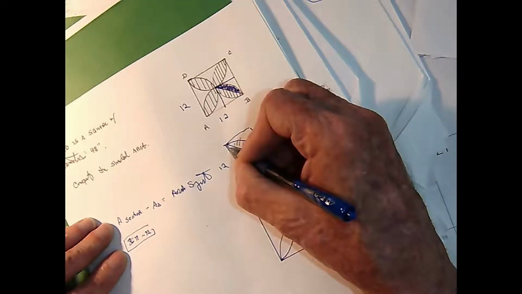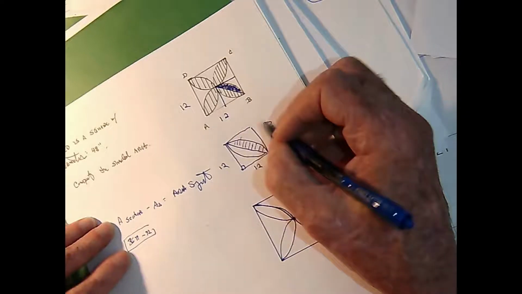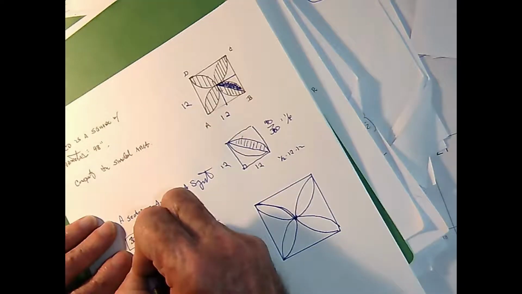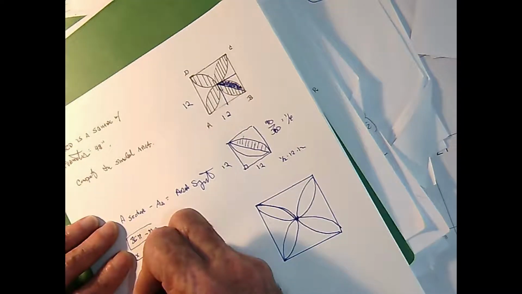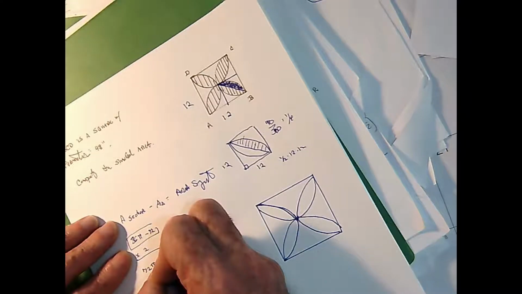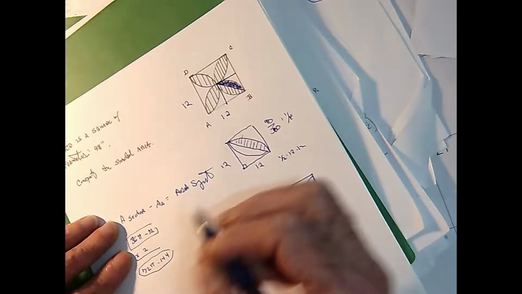But this zone would have been the same. So that would have been times 2. That would be 72 pi minus 144. And if you wanted all 4 of those petals, you have to multiply that by 4.